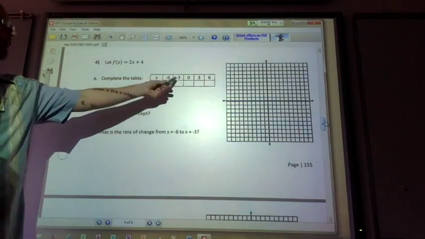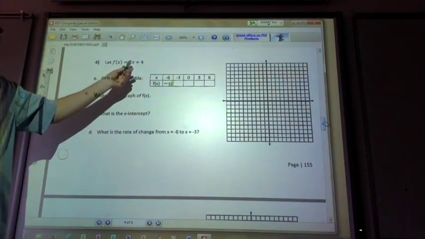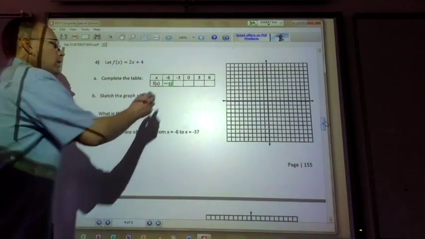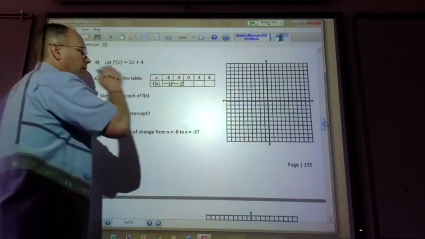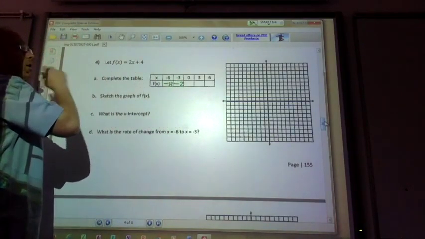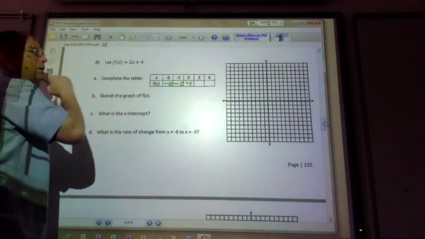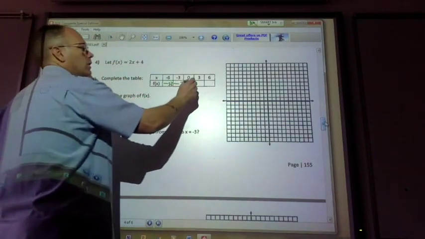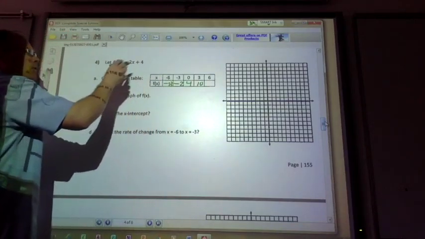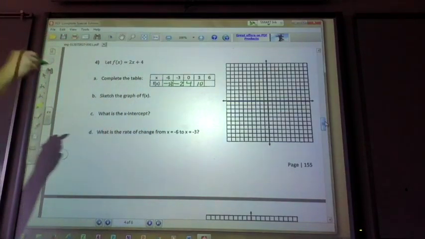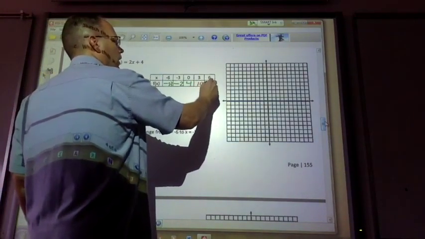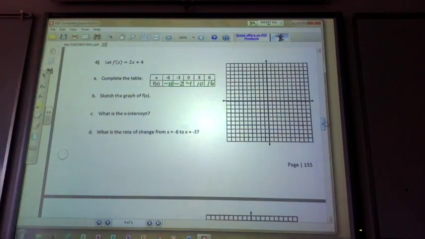All right, 2 times -3 is -6. -6 added to 4 is -2. Careful on your signs. 2 times 0 is 0. 0 plus 4 is 4. Sweet. 2 times 3 is 6. 6 added to 4 is 10. 2 times 6 is 12. Add 4, 16. Okay. There are some of those that won't fit on the graph, and that's okay.